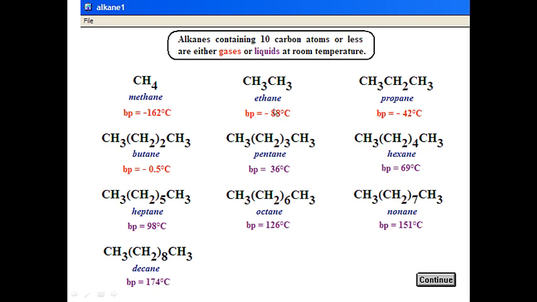The boiling point increases as you add a carbon to the chain. That continues on with pentane, which is the first liquid alkane, and then hexane's boiling point increases more, then heptane's around 98, and then you continue on down the line. So the heavier the molecule, the higher its boiling point.